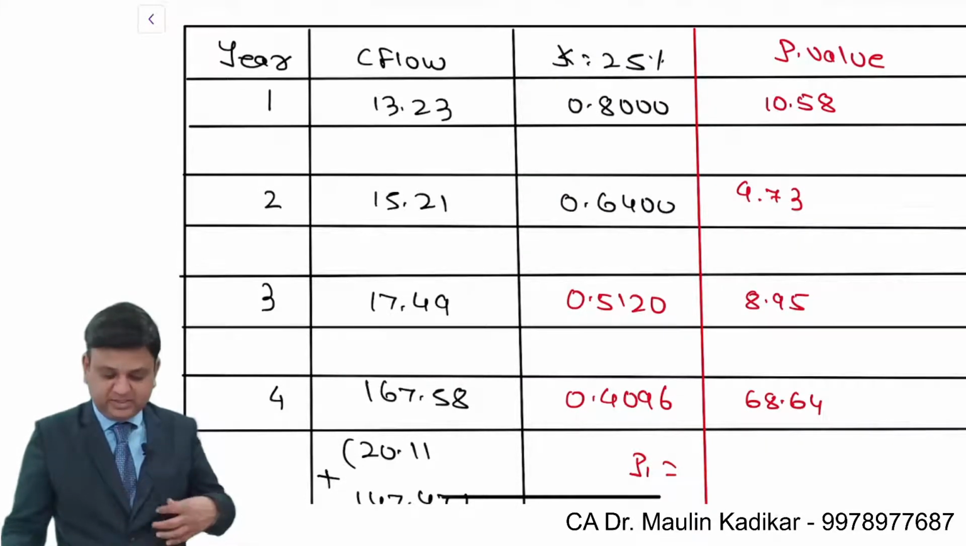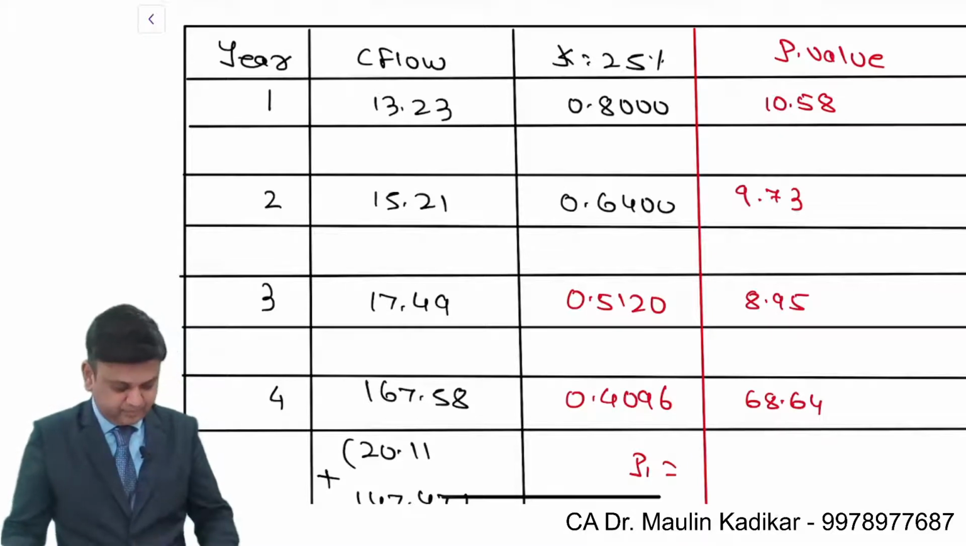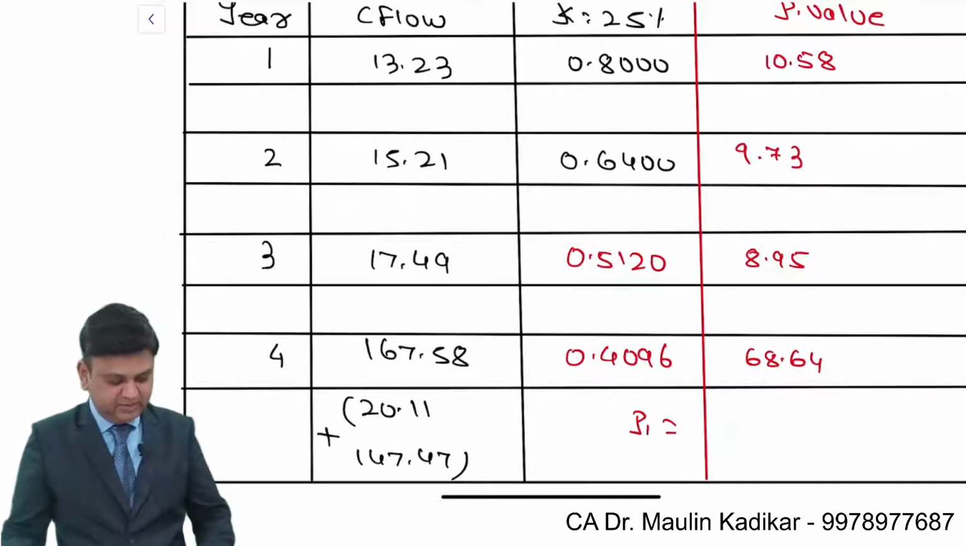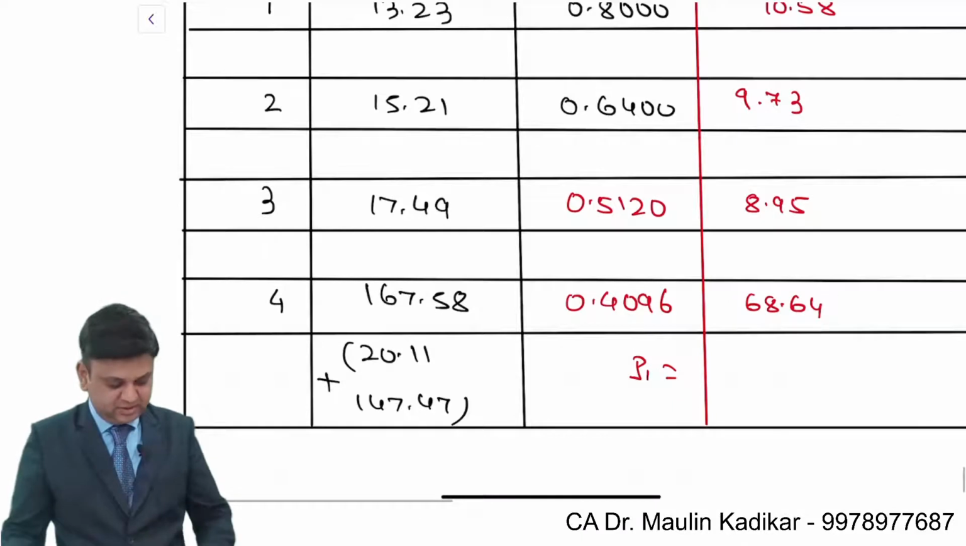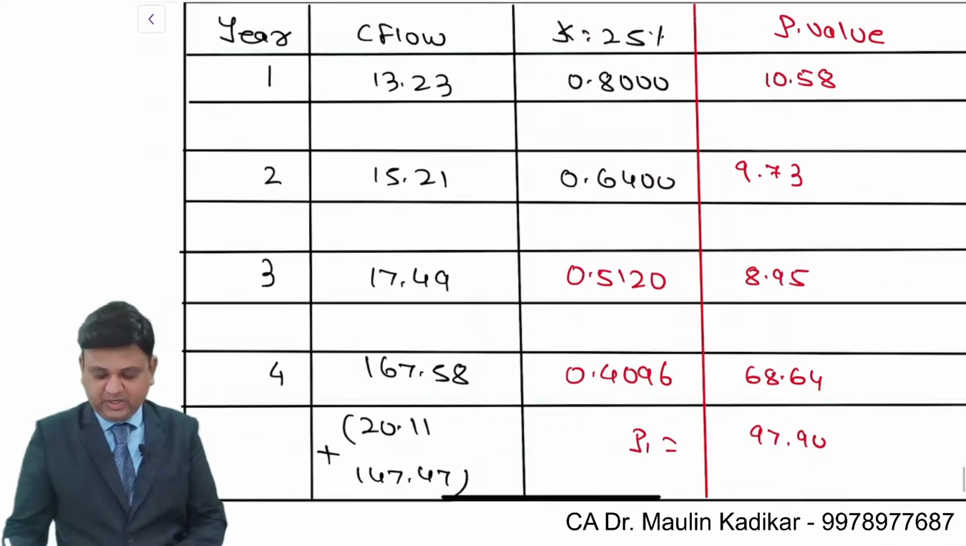So 10.58 plus 9.73 plus 8.95 plus 68.64, it comes to 97.90. Right answer.